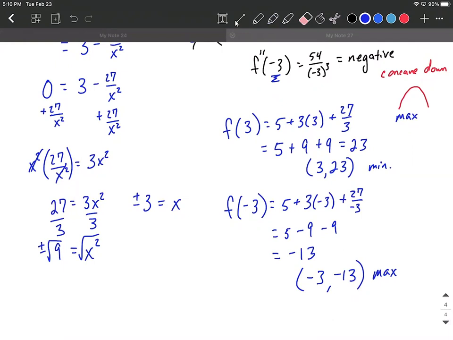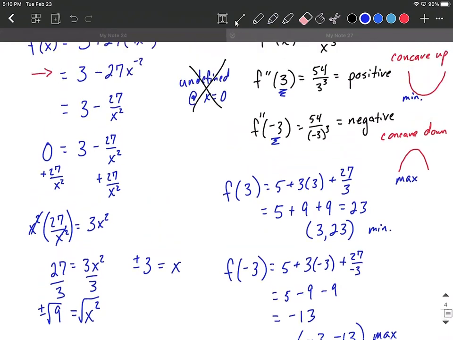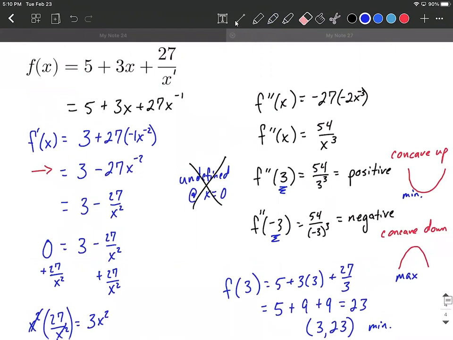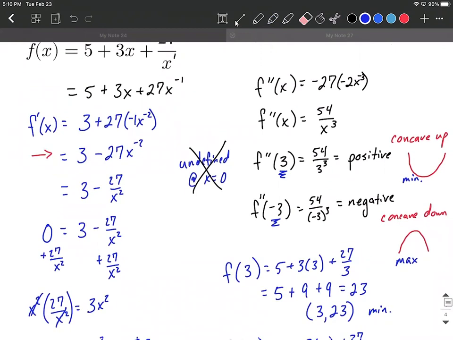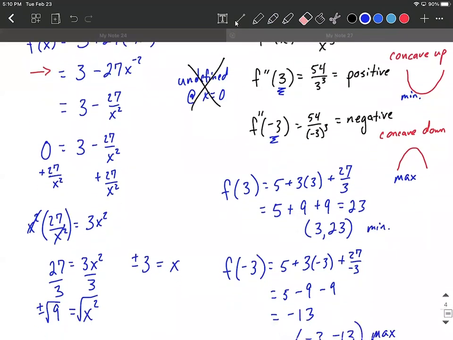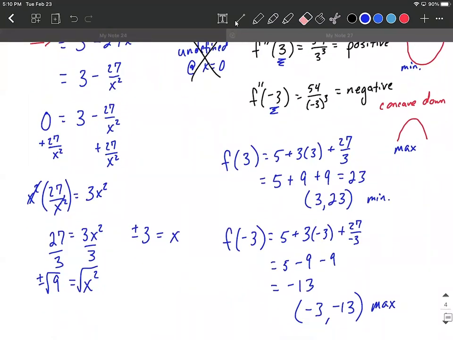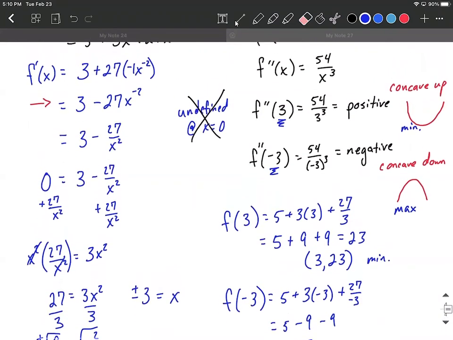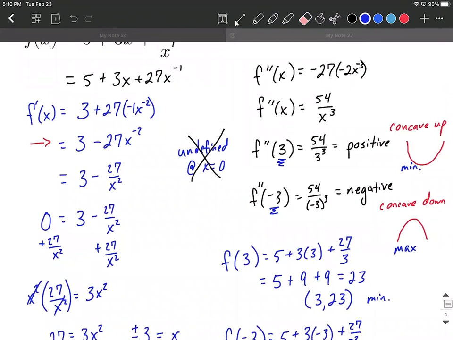And you may be saying when you look at this, hey, 23 is bigger than -13. Shouldn't that be the maximum? But that's not really how this works, because we are dealing with kind of a strange looking function here from the very beginning. We don't care about these two numbers compared to one another, the 23 and the -13. It's based on the second derivative test. If it turns out positive, it's going to be concave up, therefore giving you a minimum. If it turns out being negative, it's going to be concave down, therefore giving you a maximum.